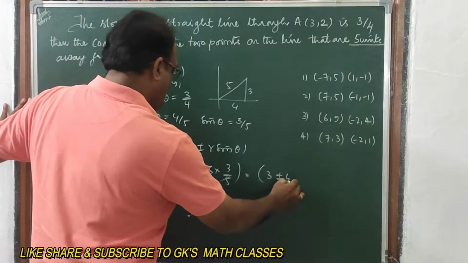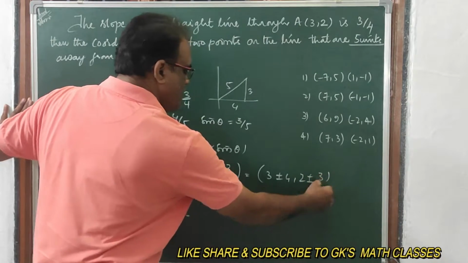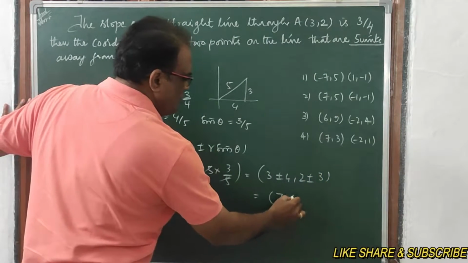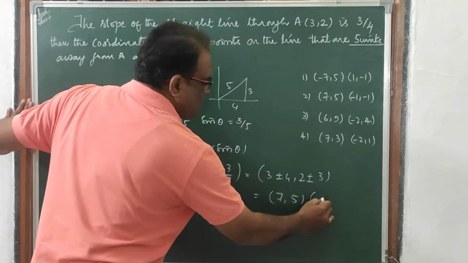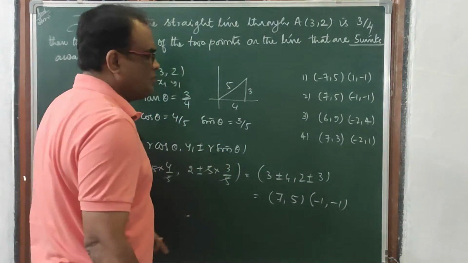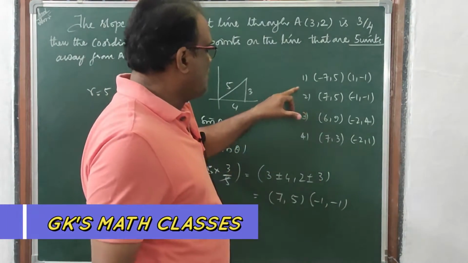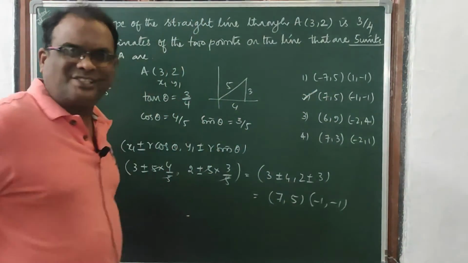So you have 3 plus or minus 4, 2 plus or minus 3. 3 plus 4 is 7, 2 plus 3 is 5. 3 minus 4 is minus 1, 2 minus 3 is minus 1. So (7, 5) and (minus 1, minus 1) is the second choice.